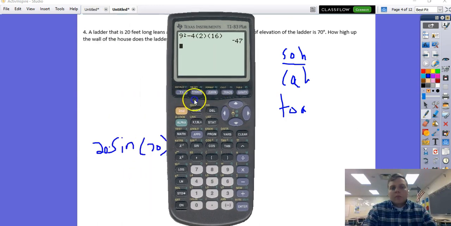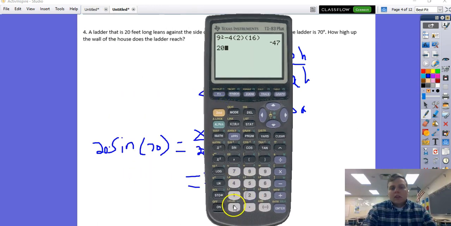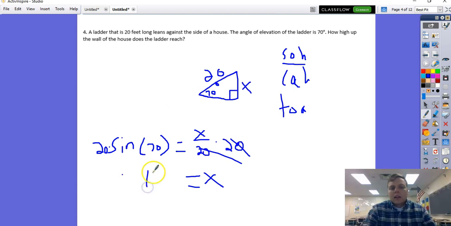So I'm going to press second, mode, to jump out. 20 sine 70. Press enter. And I get 18.79, which I'm going to round up to 18.8. So 18.8. And there you go. That's all there is to this problem.